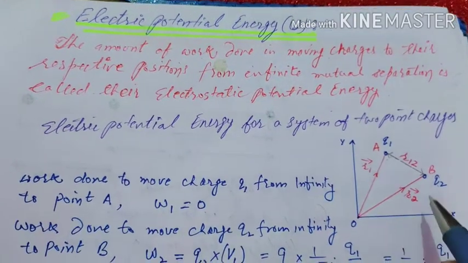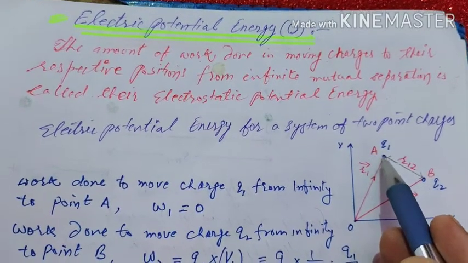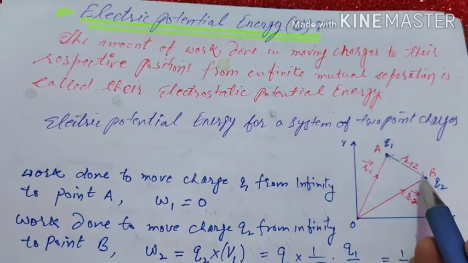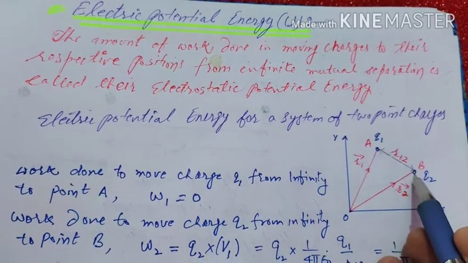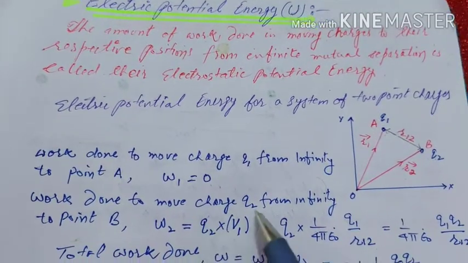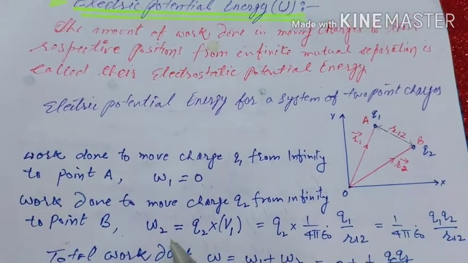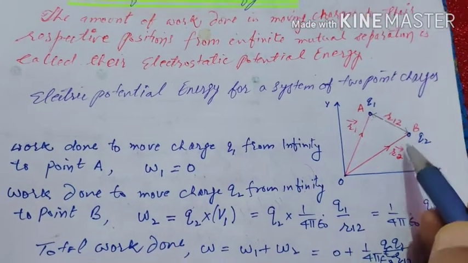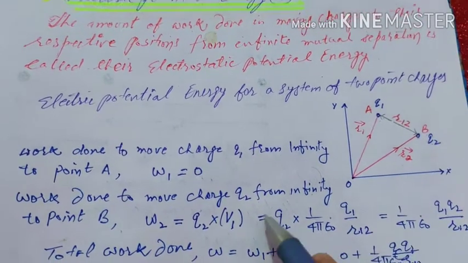Now I have to bring charge Q2 from infinity to point B. Q1 is now present over here, so this Q1 does not allow Q2 to reach point B; it will exert force on it. So the work done to move charge Q2 from infinity to point B, I have denoted by W2. I am bringing charge Q2, and the potential of Q1 at B is V1.